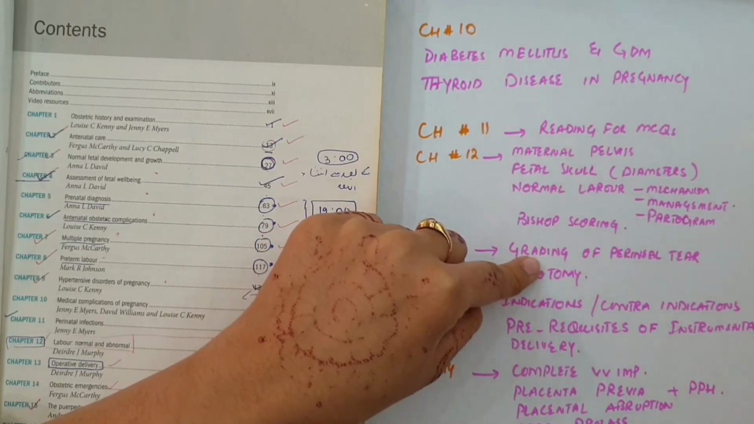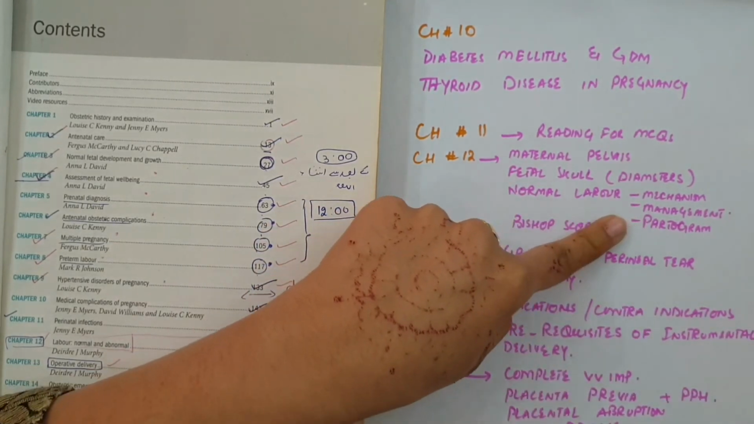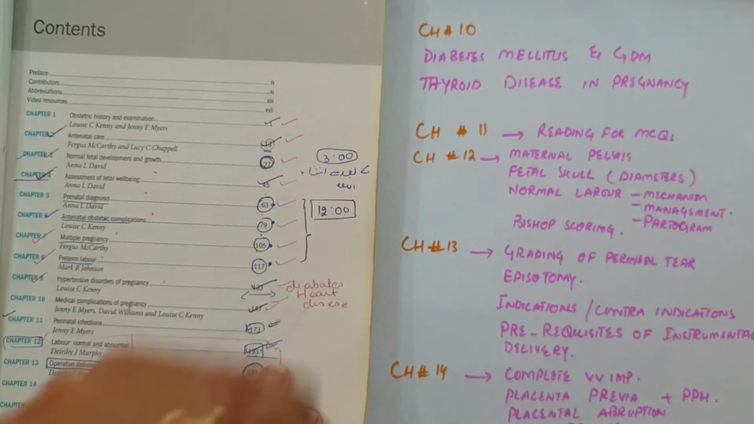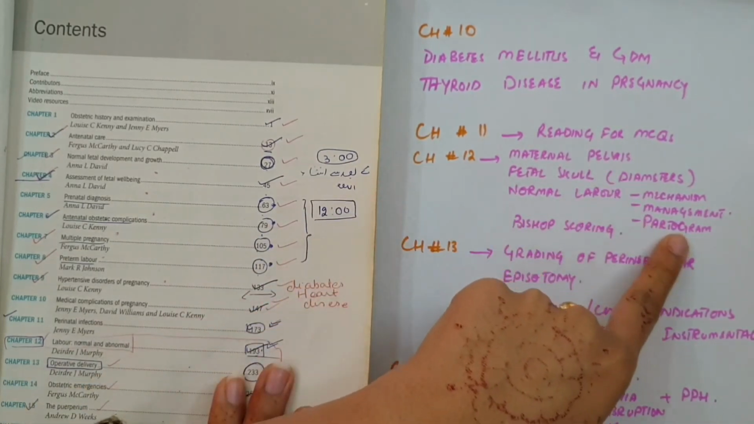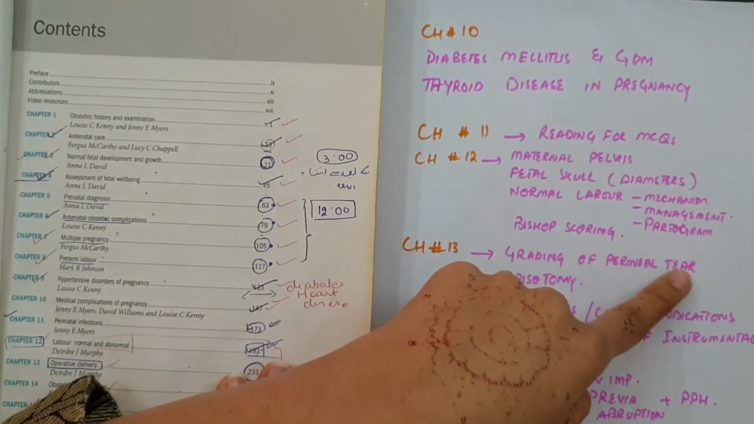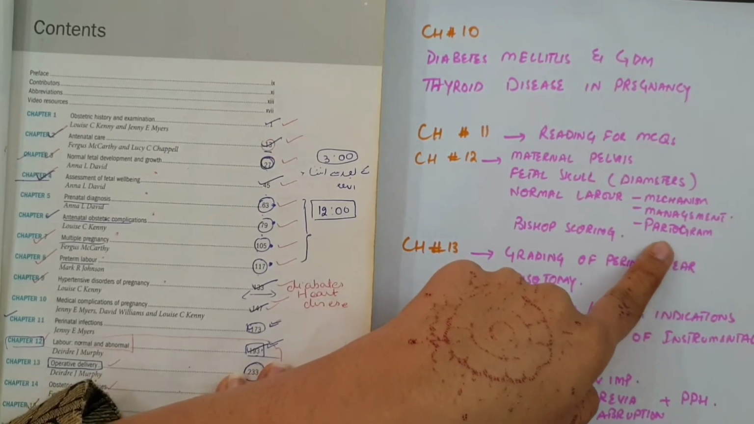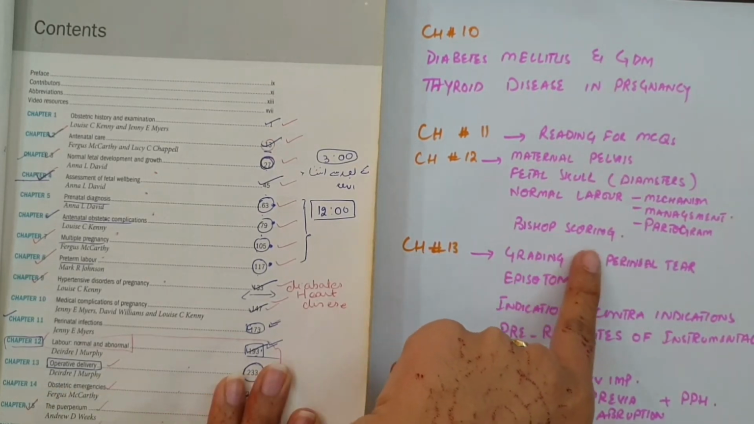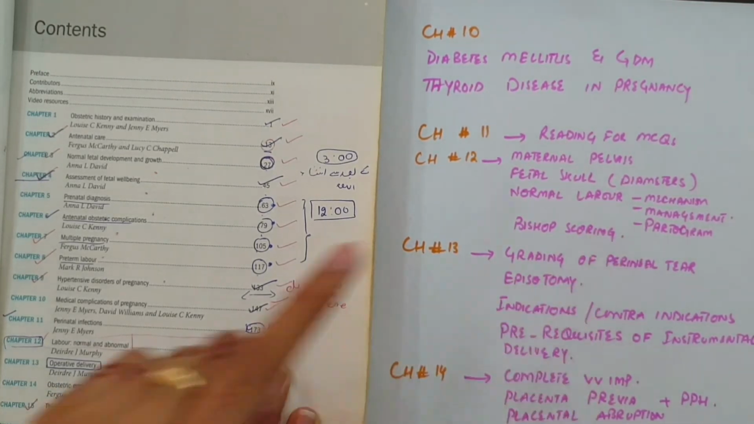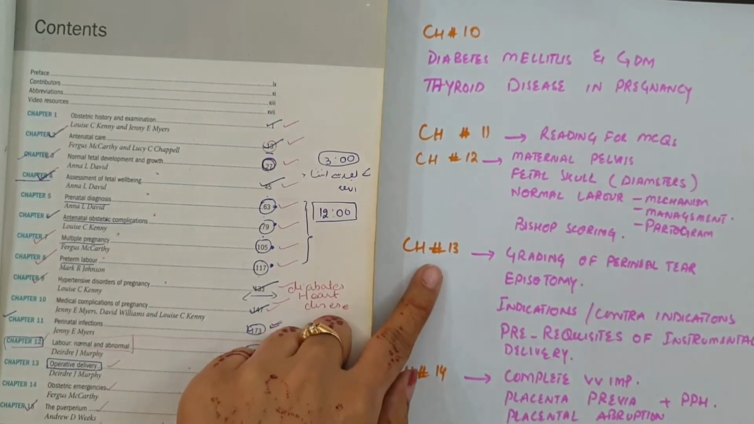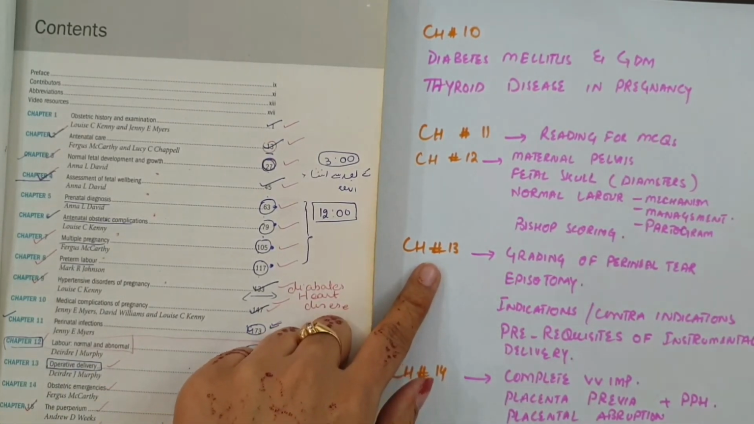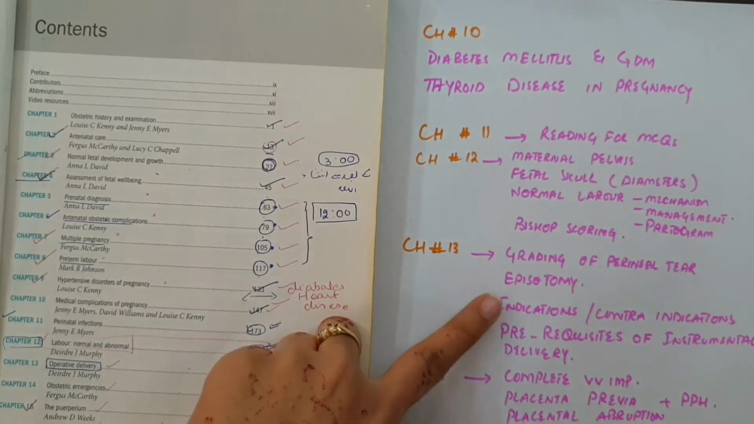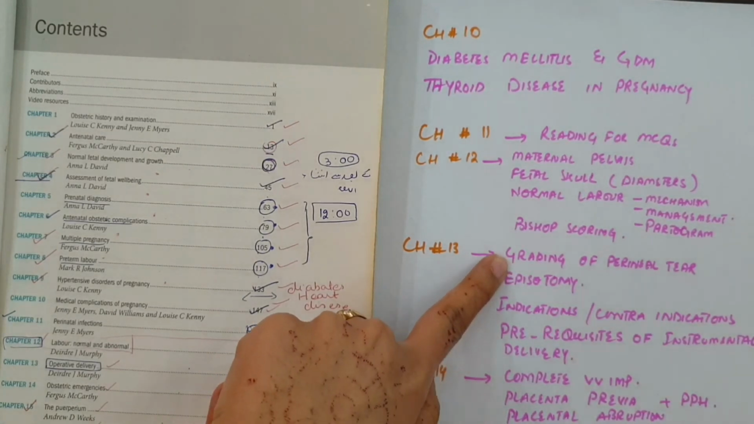And in this chapter, you will also encounter the partogram. Partogram is important. In partogram, it is important that you know how to make a partogram for the examiner's Viva question. And Bishop scoring is also important in this chapter. Then chapter 13. Chapter 13 is operative delivery. In this chapter, you will only read a table for grading of perineal tear.